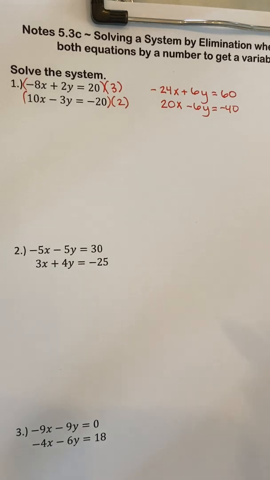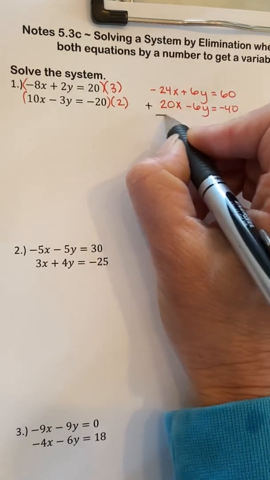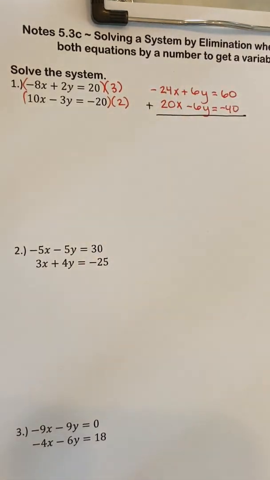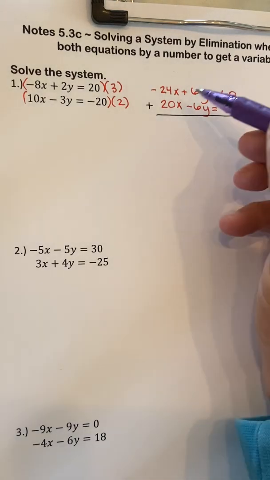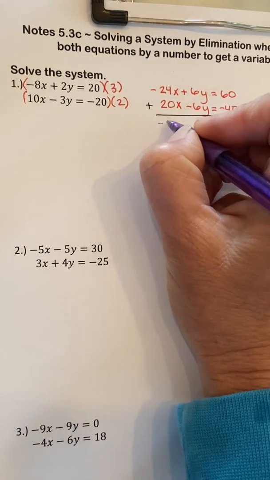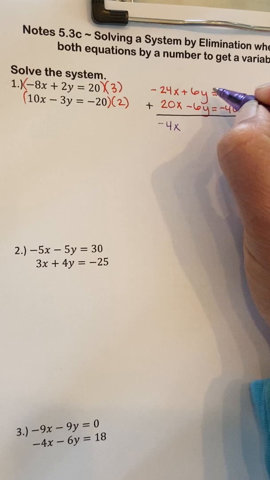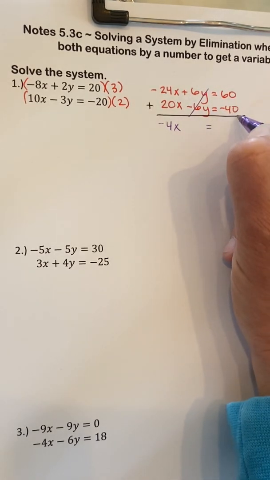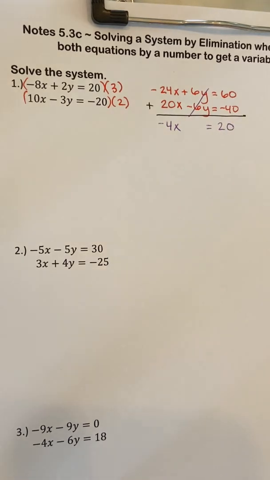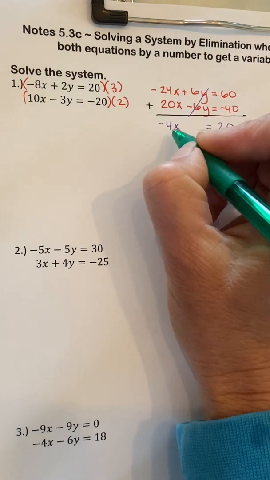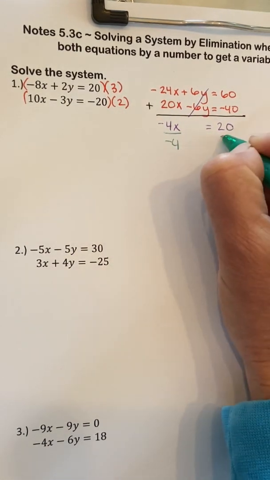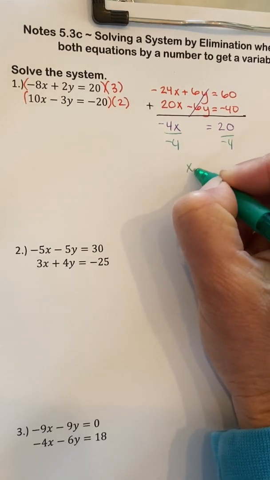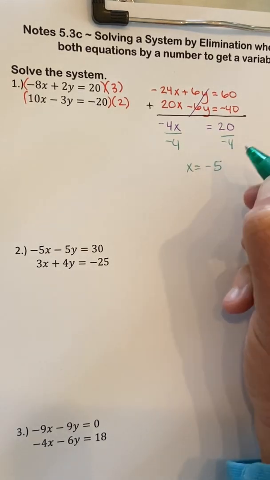I can now go ahead and add straight down. When I add straight down, negative 24x plus 20x is going to give me a negative 4x. 6y minus 6y cancels. 60 plus a negative 40 is 20. So then to finish off my problem, if I divide both sides by negative 4, I get my first answer that x is equal to negative 5.